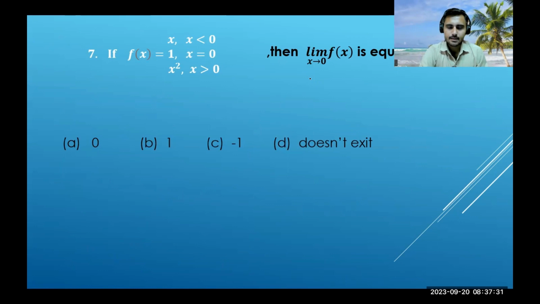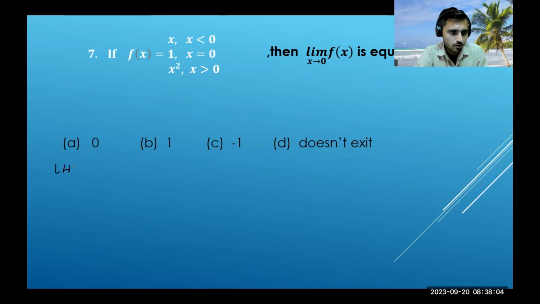So limit x tends to 0 of f(x) is equal to. So we have to find the limit x tends to 0 of f(x). It means we have the option does not exist. So we'll check limit LHL and RHL both. If both are equal, it means the limit exists, and if both are not equal, in that case the limit does not exist.